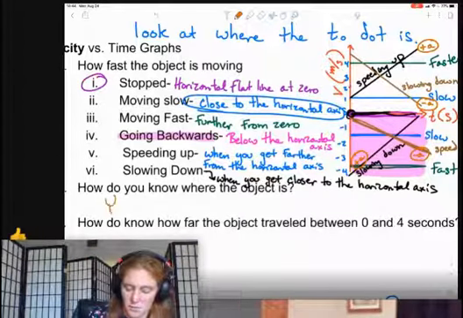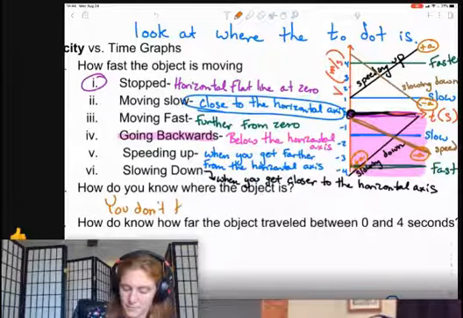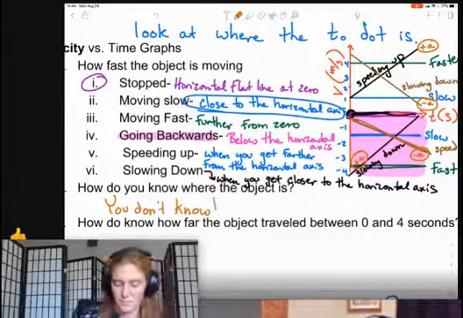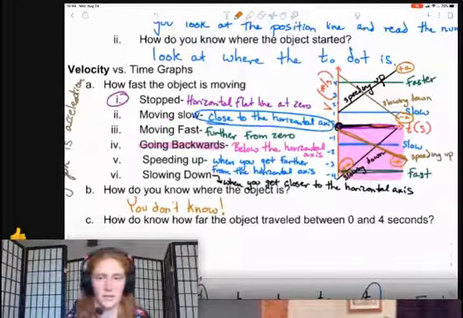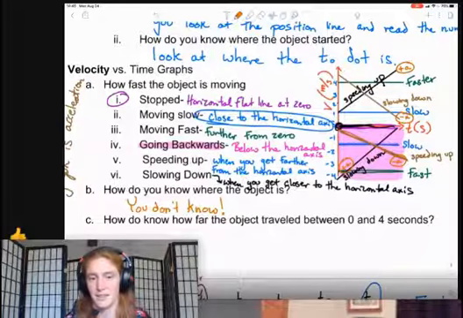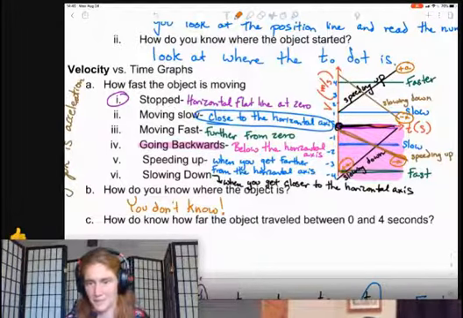So you don't know. How do you know how far the object traveled between 0 and 4 seconds? Well, that is the next thing that we need to learn.